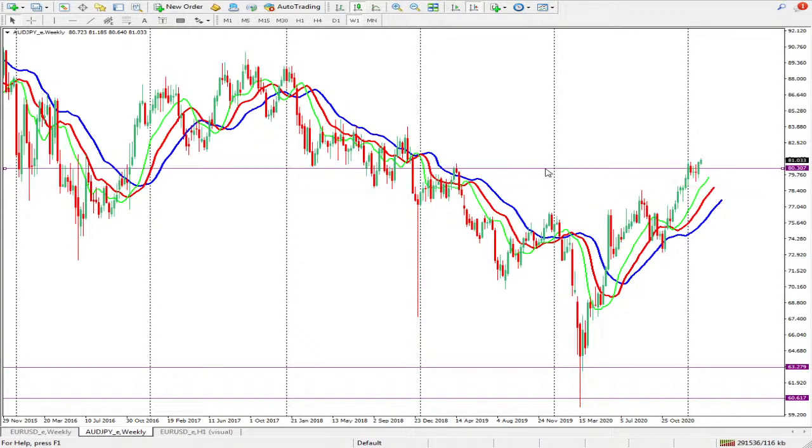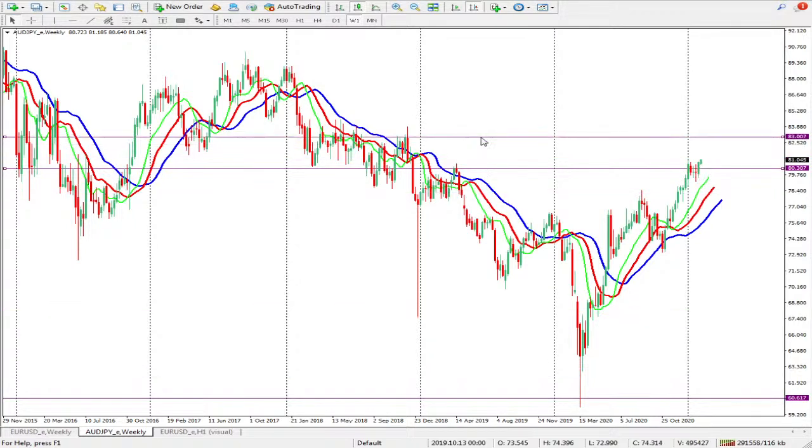First, we have a level here. It has been broken. This is like a resistance in the past. It has just been broken. There was this candle which went above it. It came down, then it broke above again. So as it is now, we are upwards.